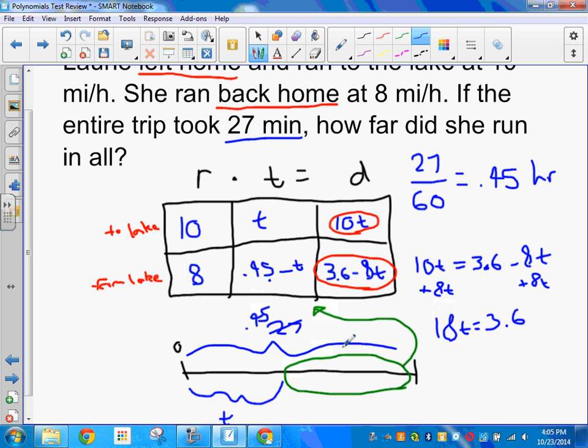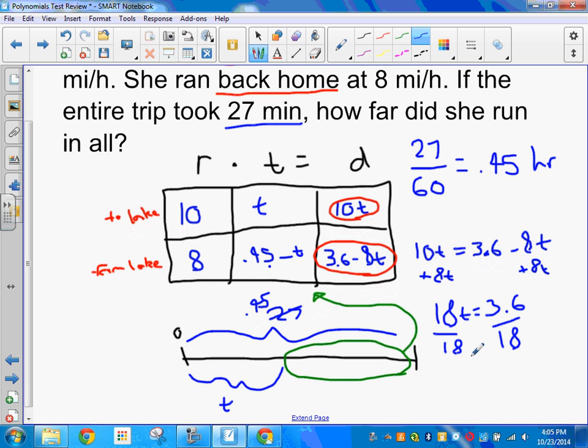I'm going to finish solving this problem by just dividing both sides by 18. And again, what's 3.6 divided by 18? Well, you can probably do that in your head. It's going to be 0.2. Notice that this is the same thing as 36, we're just going to have a decimal point. So the answer for t is 0.2. And you have to think to yourself, that's 0.2 hours. And we love thinking in minutes.